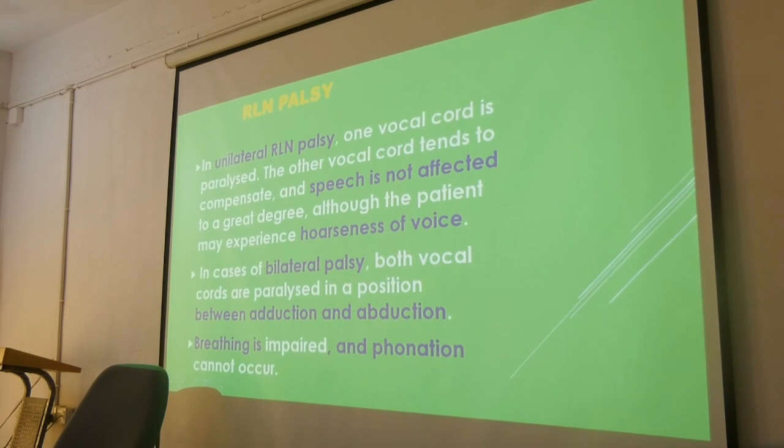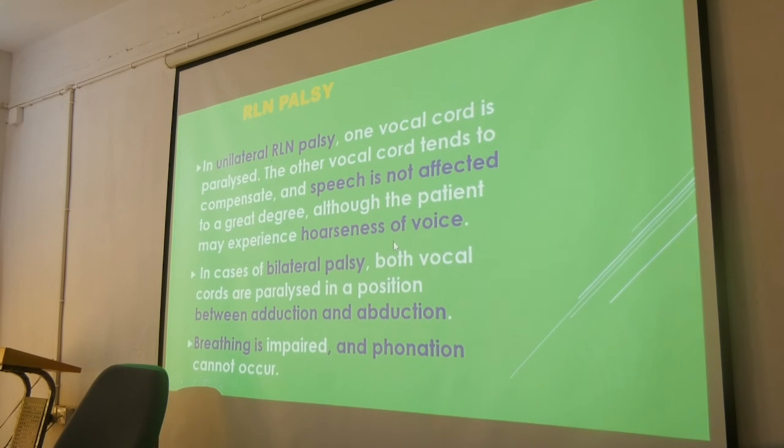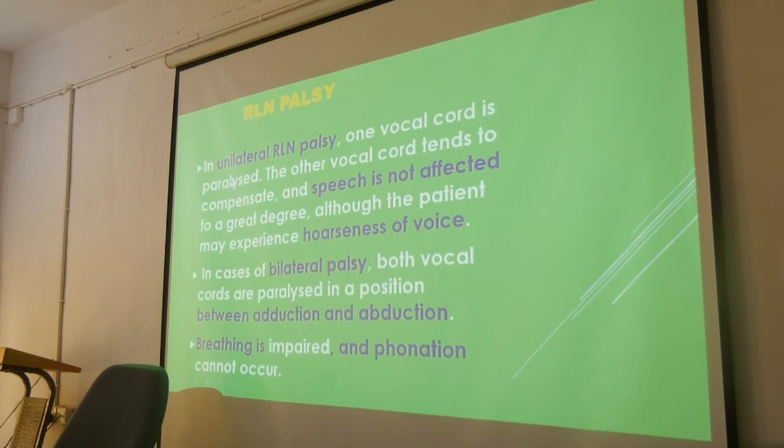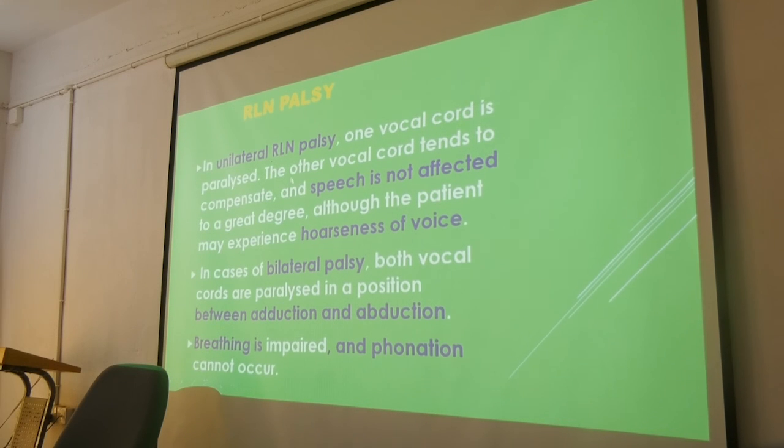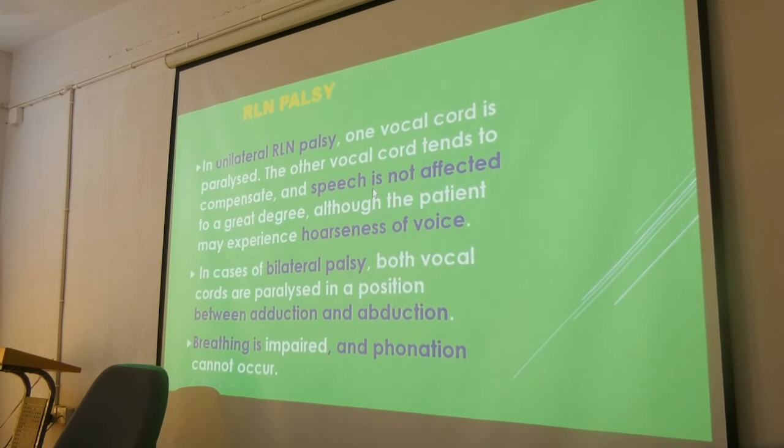Okay, so here nothing is written. First thing you have to see is unilateral, that means one-sided recurrent laryngeal nerve palsy. What will happen? Hoarseness of voice.